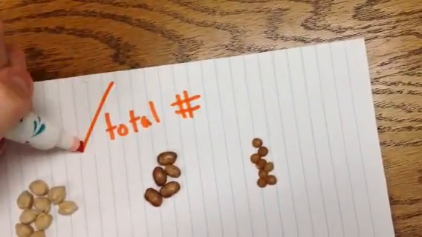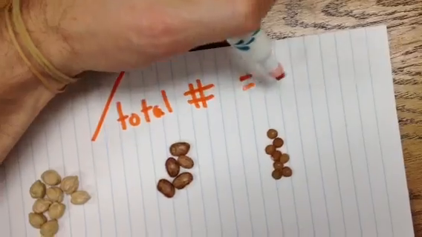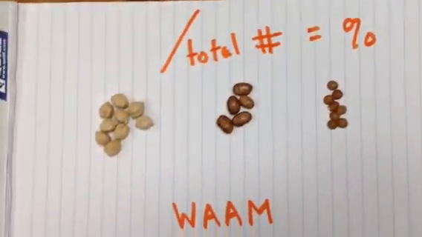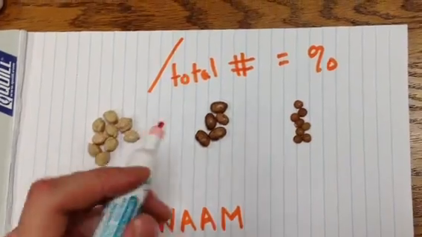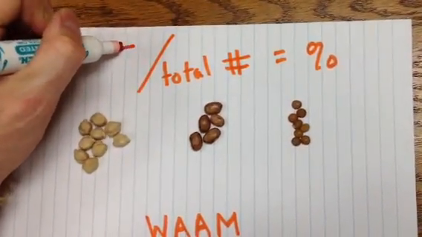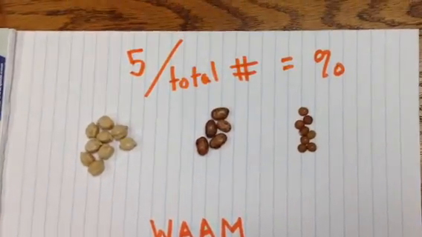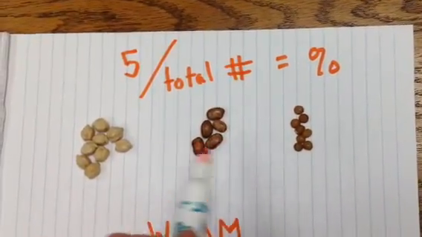I want to divide a certain number by the total to get the percent. Now, the percent that I'm looking for is the percent of a certain isotope at that time. If I count 1, 2, 3, 4, 5 pinto beans, I could say, alright, 5 pinto beans divided by the total number of beans gets me the percent that is pinto.